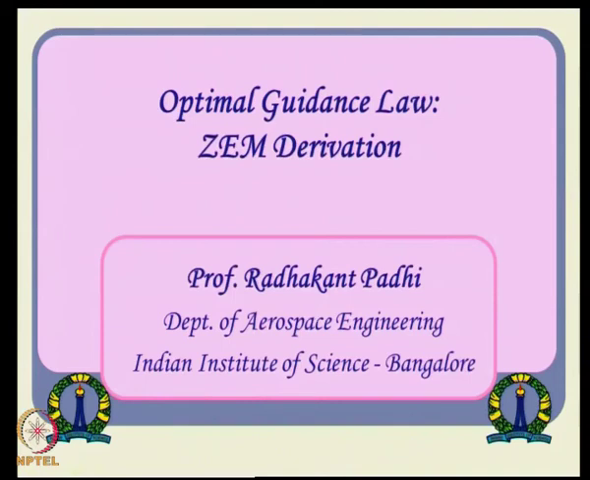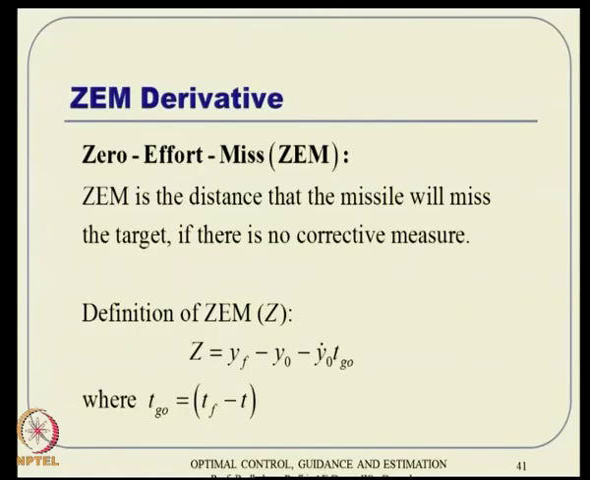Very quickly, you can also see the ZEM (zero effort miss) ideas, because that is used in a vast amount of the missile guidance literature. The zero effort miss concept is something like the distance that the missile will miss the target if there is no corrective measure. That is a very neat concept, and using it several ideas pop up, even in current day literature.